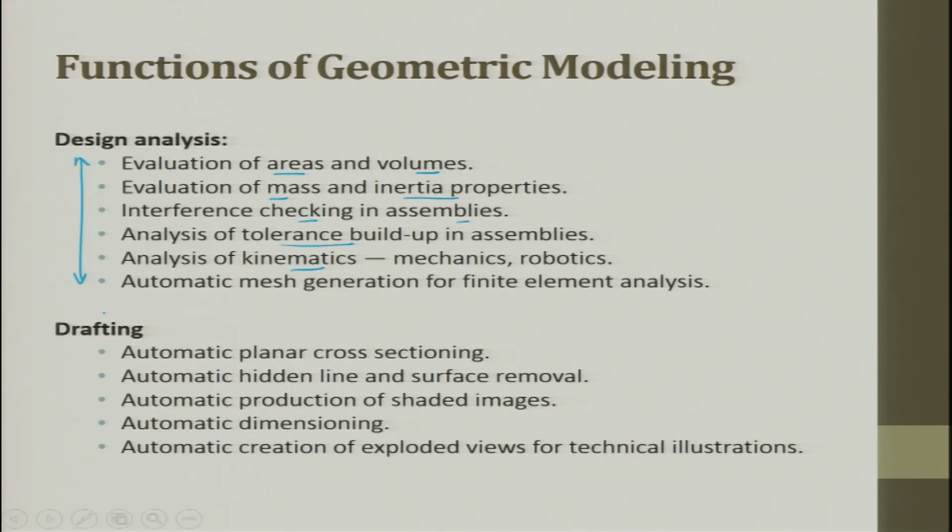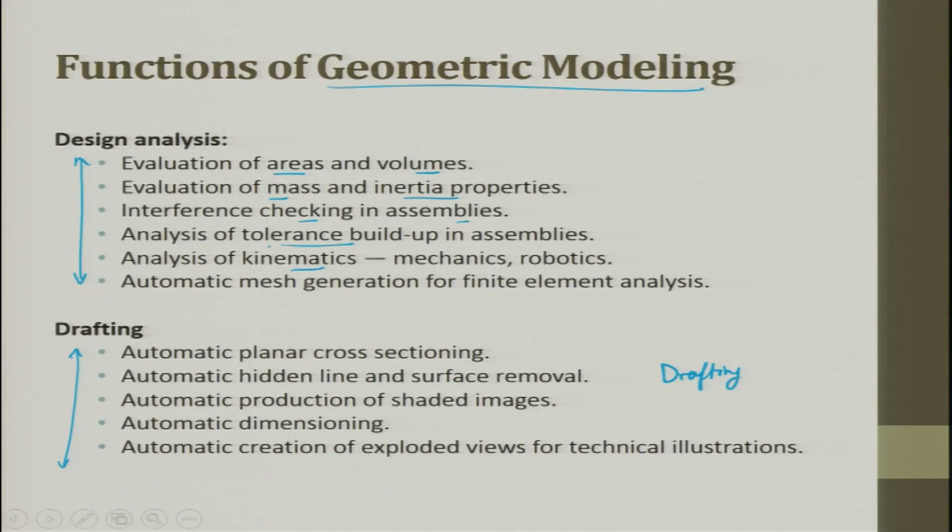Then when we start using this for drafting, geometric modeling for drafting, we get automatic planar cross sections, automatic hidden line and surface models, automatic production of shaded images, automatic dimensions and automatic creation of exploded views for the technical illustration. All these things are functions of a geometric model. Here it is more of drafting. So, that is only drawing. So, that is why you see cross sections, you see creation of exploded views and all those things.